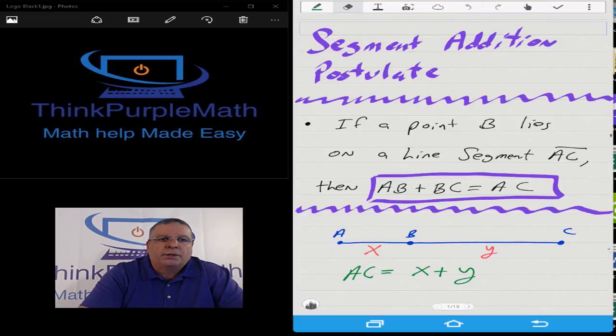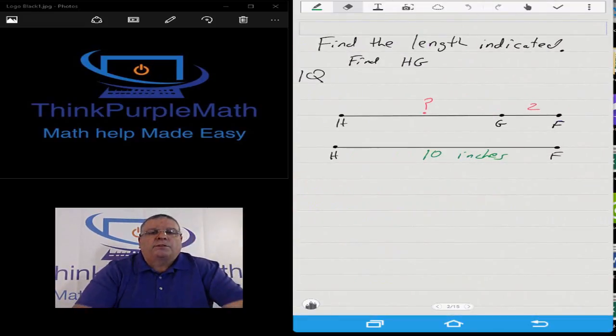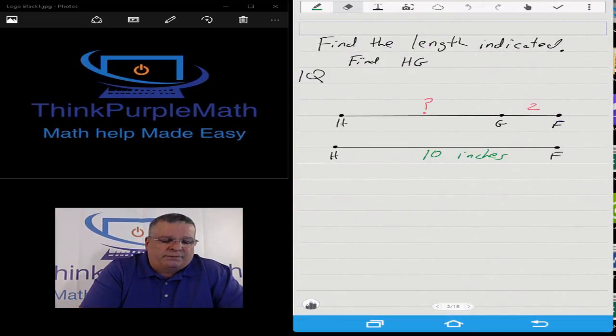So what we're going to do is take a look at 6 sample problems to help us understand a little bit more about segment addition. These are divided into 3 typical sets: set 1, set 2, set 3. And the levels go up each time. So set 1, here's problem 1.